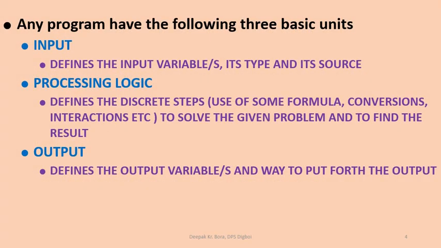Any computer program has the following three basic units. First, input. It defines the input variable or variables, its type, and its source. Its type means whether a variable is an integer, whether a variable is alphanumeric or string, and also it may be a date, time, etc., depending on the programming language. And its source. Source means either it may take some particular value from the keyboard or it may take some data from the sensors, etc.